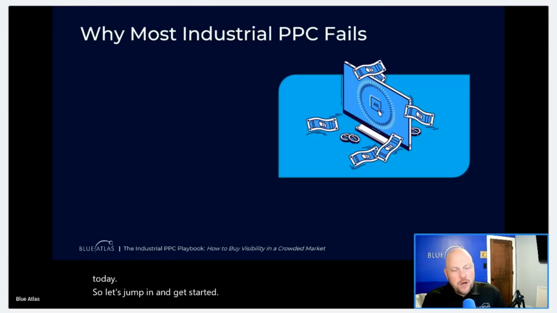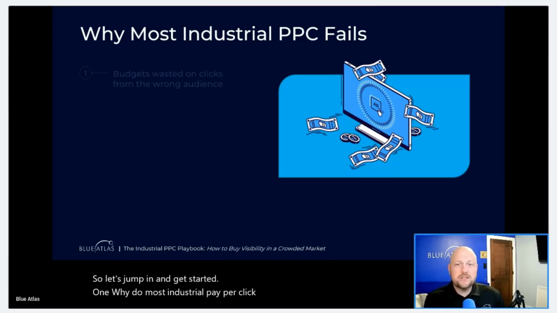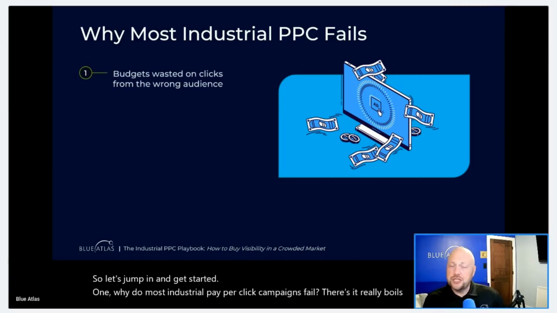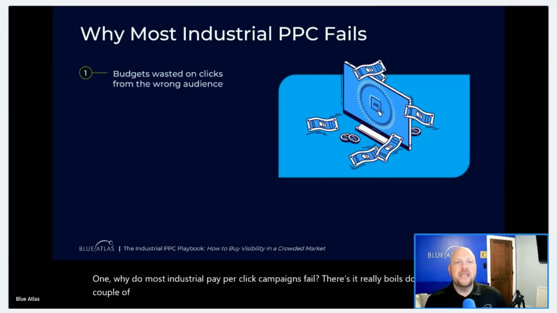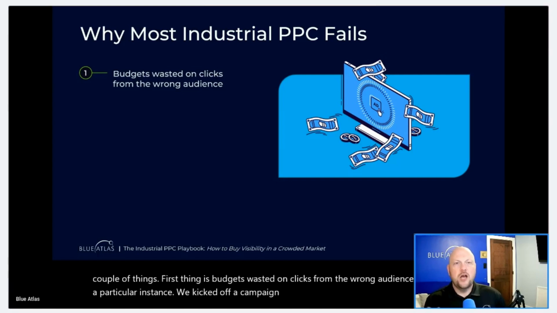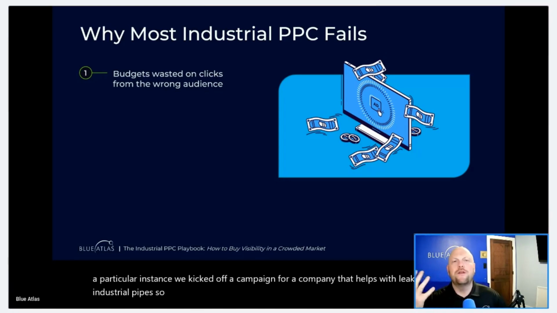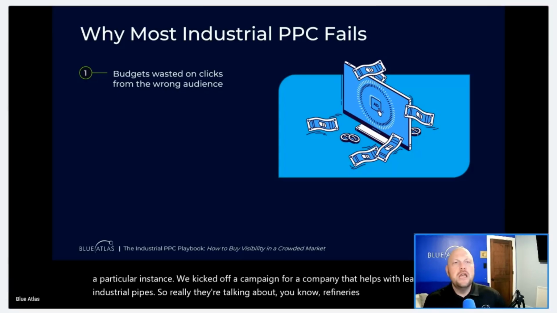One, why do most industrial pay-per-click campaigns fail? It really boils down to just a couple of things. First thing is budgets wasted on clicks from the wrong audience. I'll give you a particular instance. We kicked off a campaign for a company that helps with leak sealing on industrial pipes. So really they're talking about refineries, oil rigs, processing plants, things of that nature.